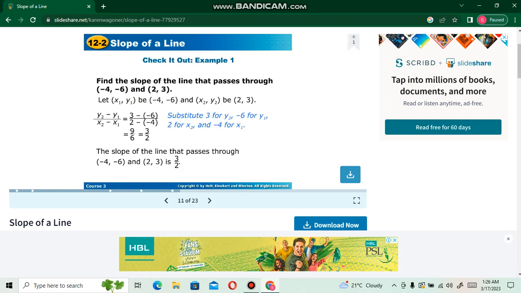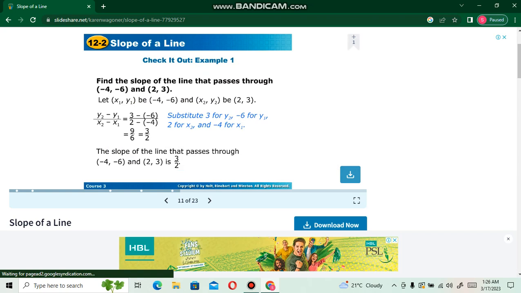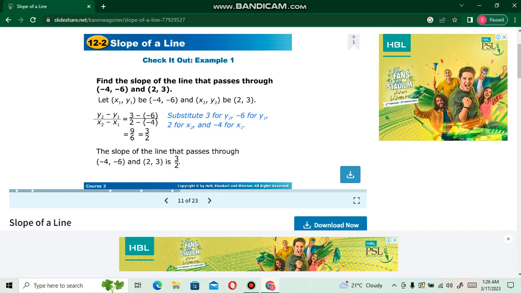Check it out. Example 1, find the slope of the line that passes through minus 4, 6 and 2, 3. Let x1, y1 be minus 4, 6 and x2, y2 be 2, 3.